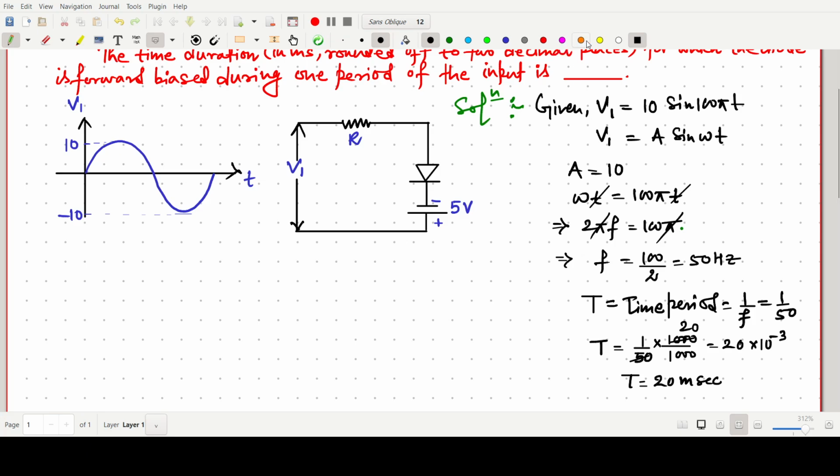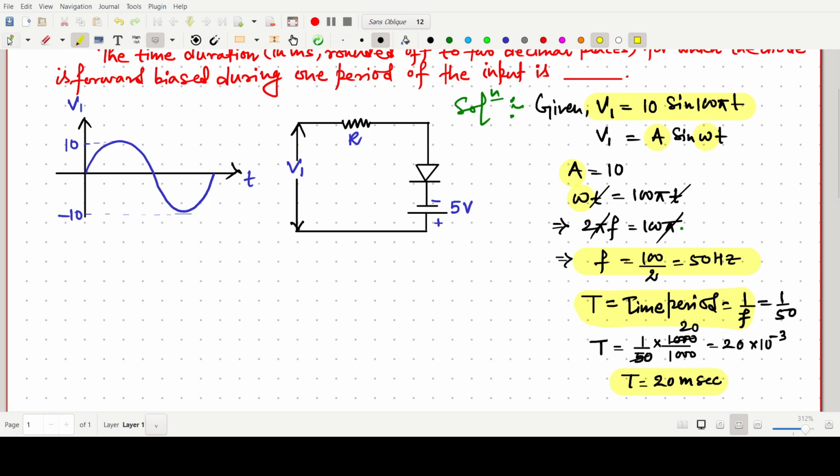So is it clear? It is necessary to find this because we need the frequency of the signal. The given one is A sine omega t. We have written the amplitude A and omega, then 2 pi f, then the frequency component we have calculated, then time period, 1 by f. So the final time period is 20 millisecond.